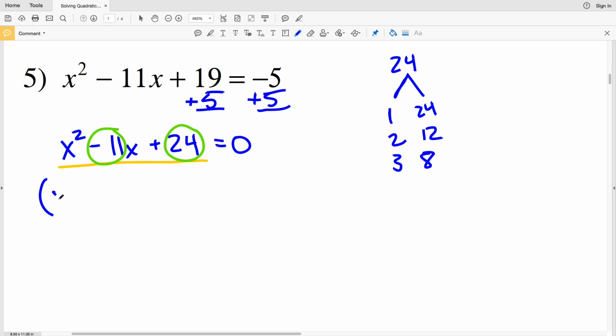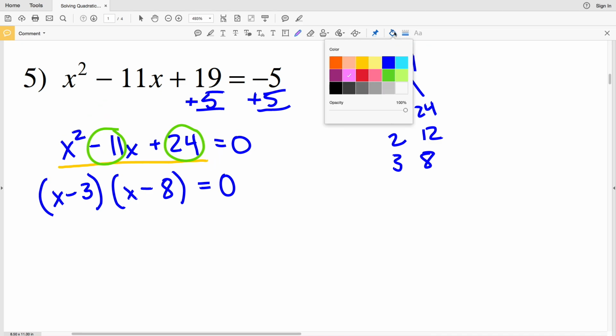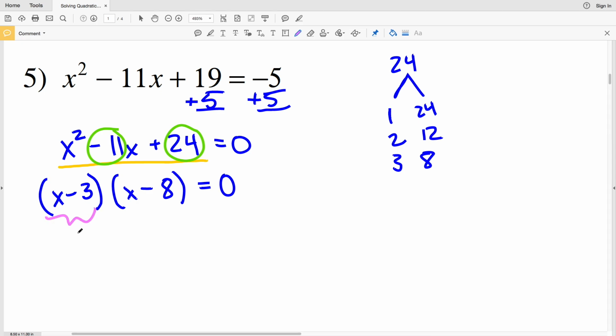So I'll be able to have x minus 3 and x minus 8 as my factors of x squared minus 11x plus 24, and that all is equal to 0. x minus 3 times x minus 8, I would get x squared minus 11x plus 24. Now x minus 3 equals 0, or x minus 8 equals 0 in order for this equation to equal 0.